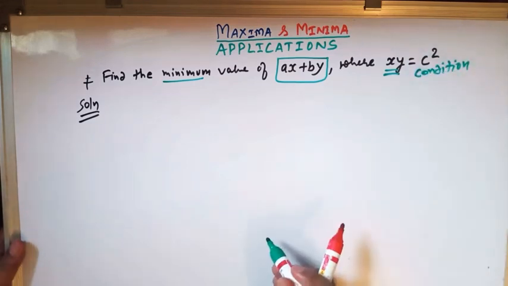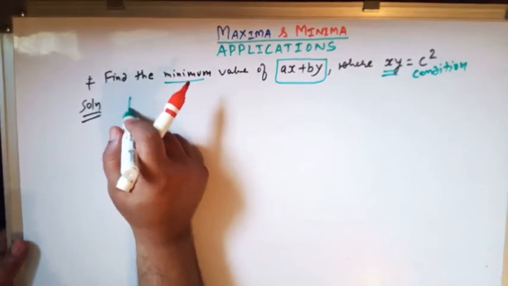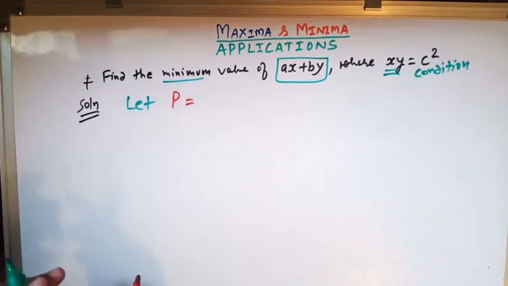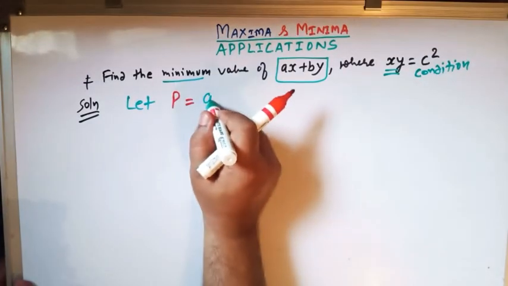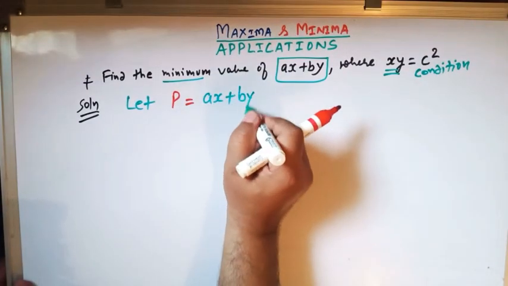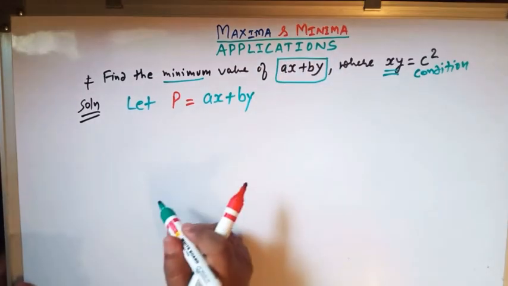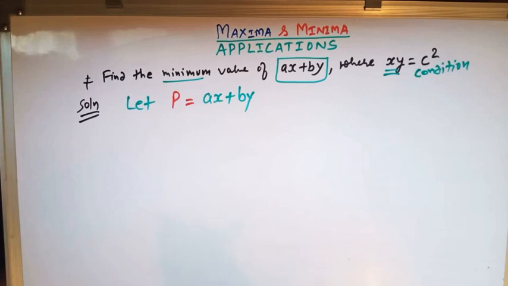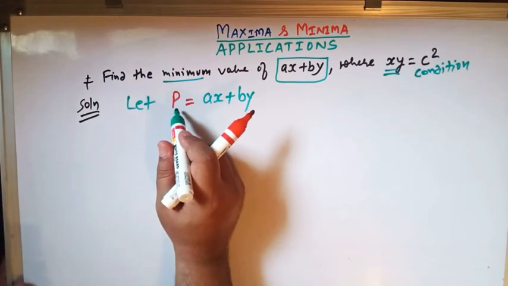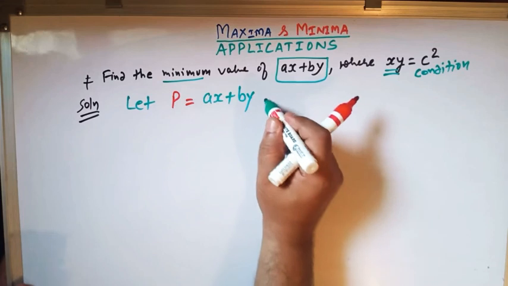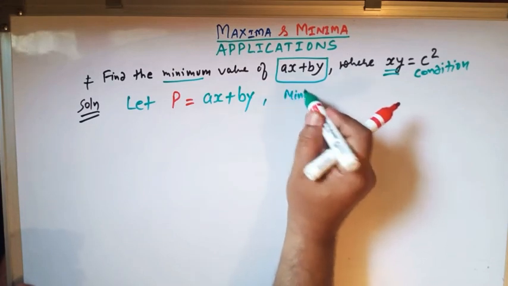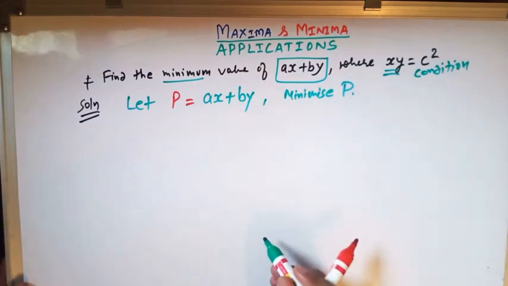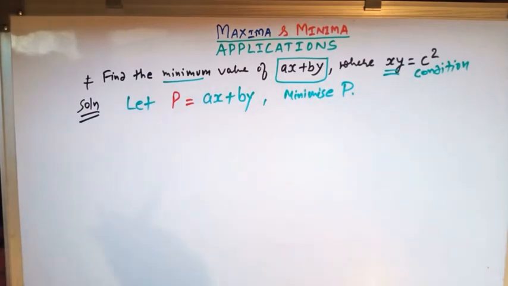So let P be equal to this function, ax plus by. Now we have to find the minimum value of this function, or we have to minimize P. Clear? So let us find it.